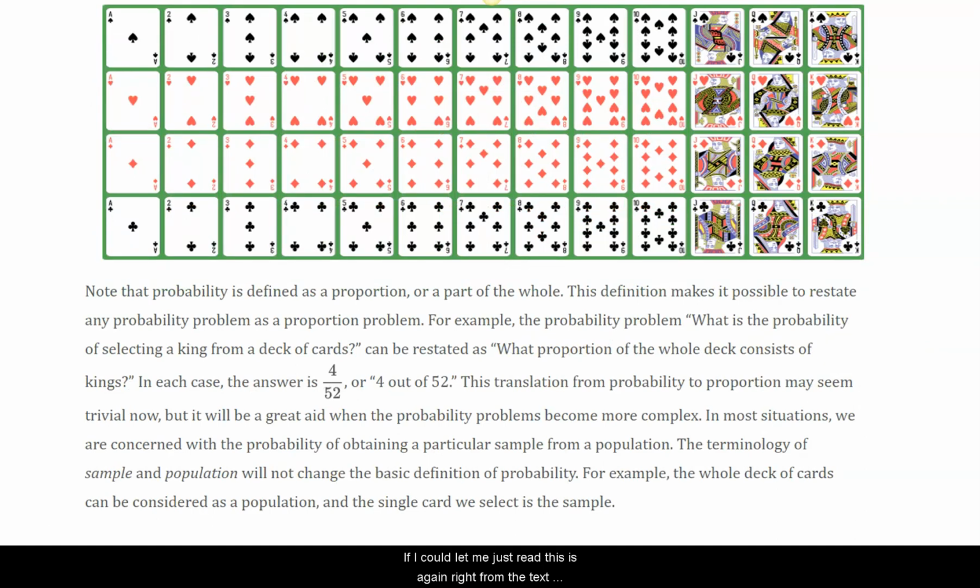If I could, let me just read this again right from the text. There are some things that the text expresses so well that I feel the need to say them again. Note that the probability is defined as a proportion or a part of the whole. This definition makes it possible to restate any probability problem as a proportion problem. Again, one and the same. For example, the probability problem, what is the probability of selecting a king from a deck of cards, can be restated as what proportion of the whole deck consists of kings? And of course, it's 4 out of 52. So please bear in mind that those two things are interchangeable because it becomes paramount later.